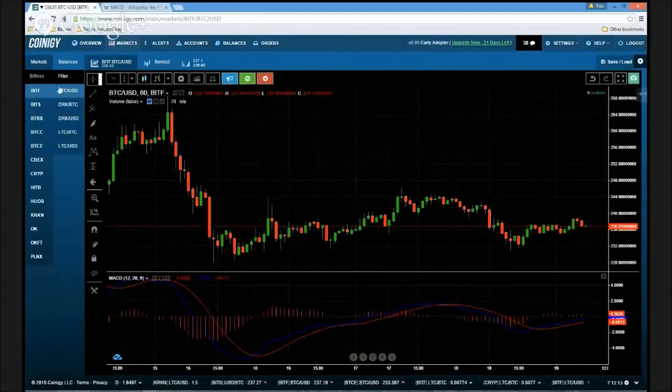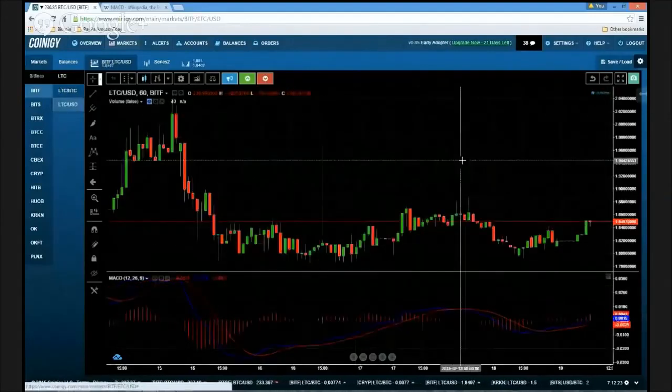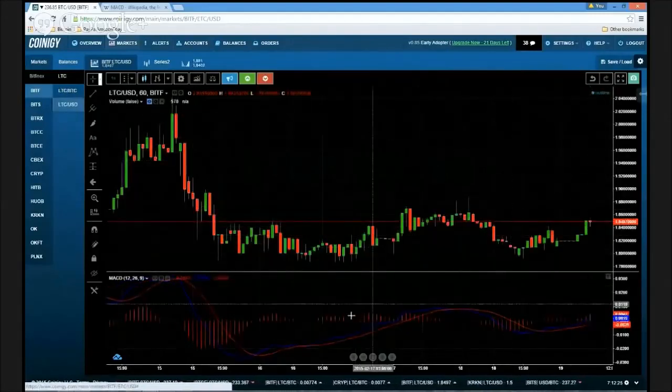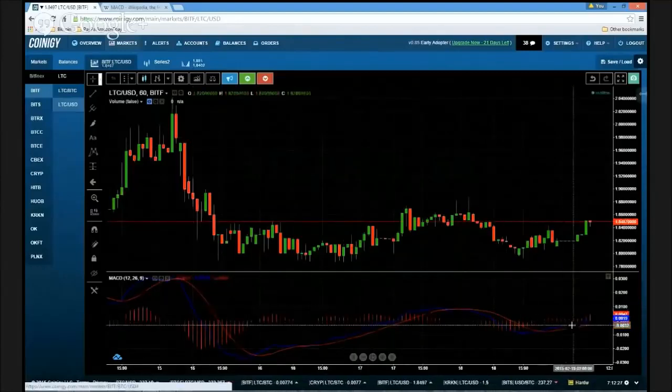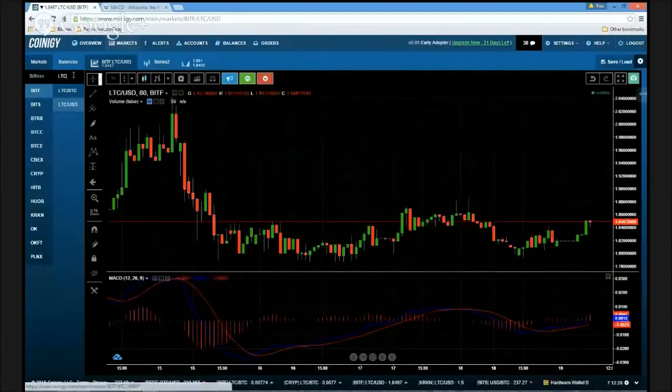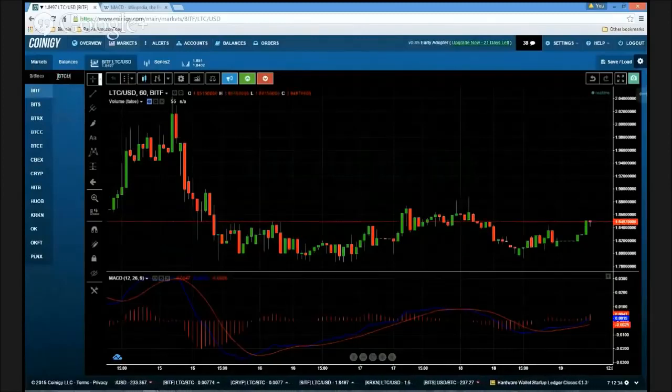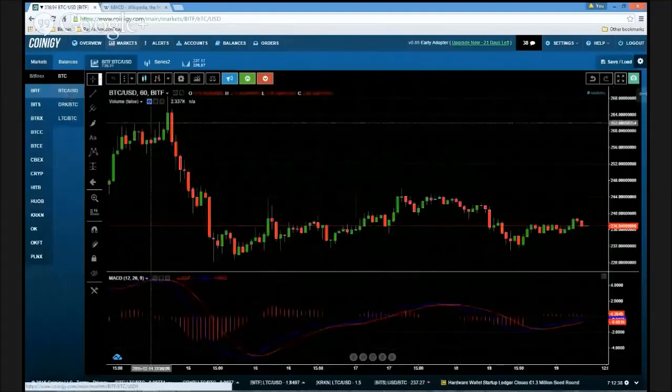So if we wanted to change the symbol, the great part about it is the indicator stays put. Let's say, for example, we're going to look at Litecoin versus the US dollar. Same thing. There's the price chart. There's the indicator. Nice and pretty. So let's go back to Bitcoin and take a good look at this indicator and see if it has anything to tell us.